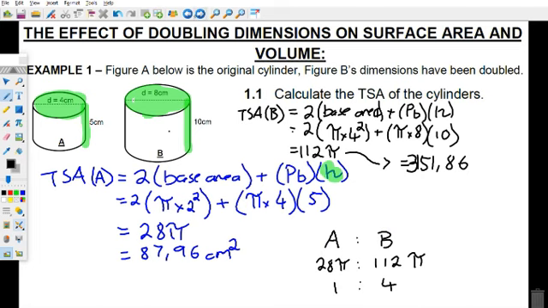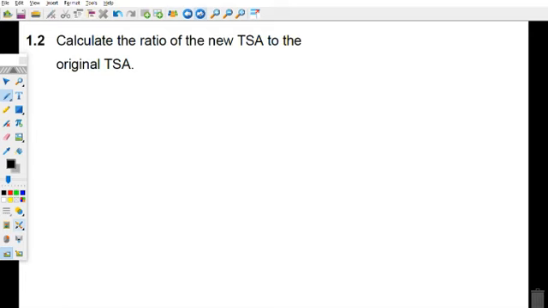So what conclusions can we make about this, therefore? The ratio of the new TSA to the original TSA, A to B, is 28 pi to 112 pi. So what can we see there? It's going to be 1 to 4. Now you should already know this. You double the dimensions in area, your area is going to be multiplied by 4. It's going to increase by 4. Do you understand? Lots of blank faces.